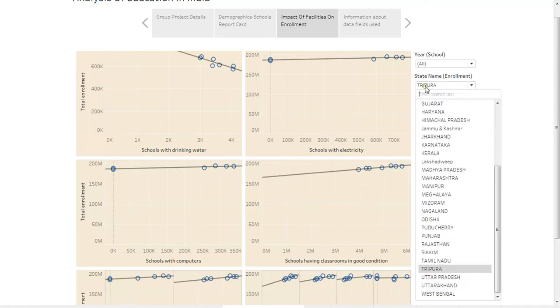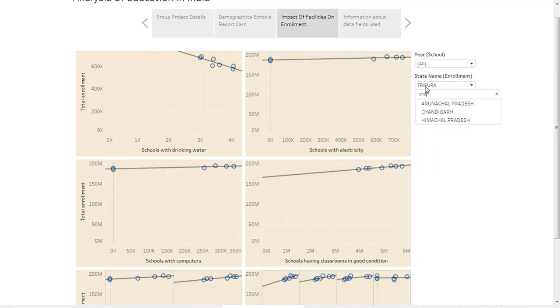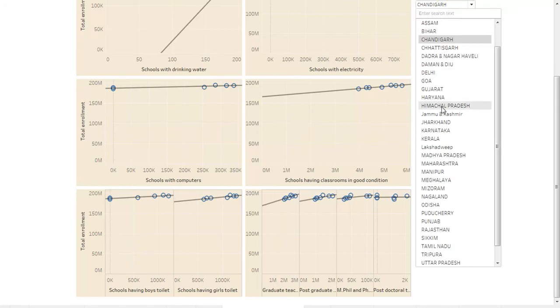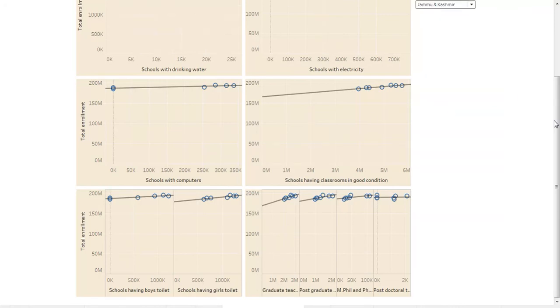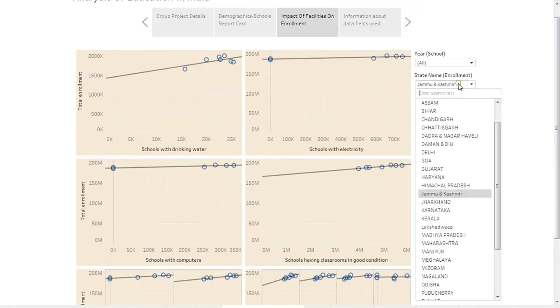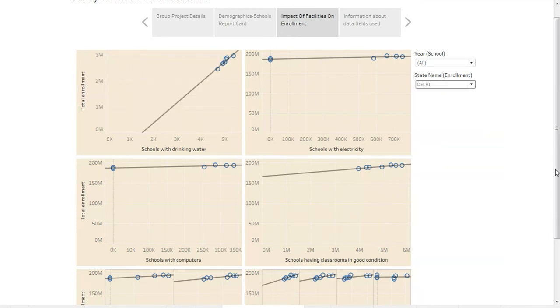In states like Chandigarh and Haryana, the impact of building girls' toilets has been quite significant, as we can see here. The impact of teacher qualifications has been quite significant in states like Jammu and Kashmir and Manipur. One more important thing to be noted here is the count of postdoctoral teachers, which is very low in states like Delhi and Maharashtra.